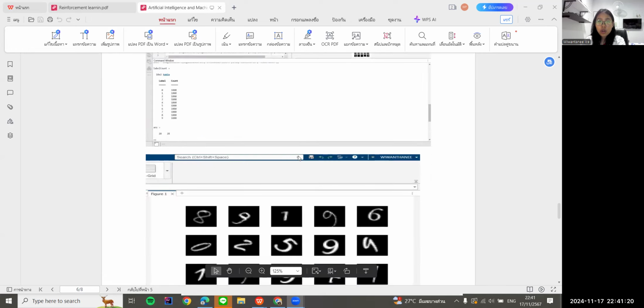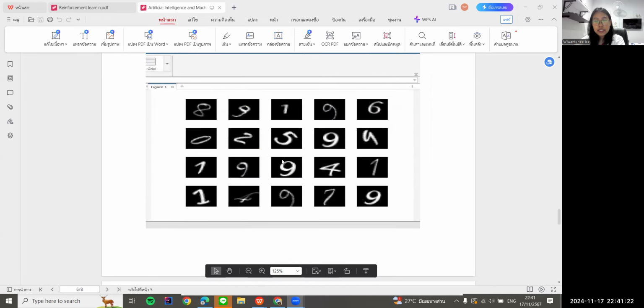This is the result when running the machine learning code. Here is an example image. The code shows 20 randomly selected number images from the dataset in a 4 by 5 format with different number styles.